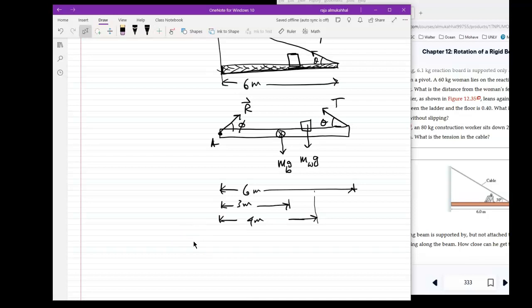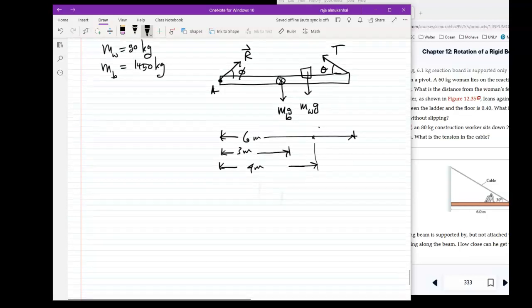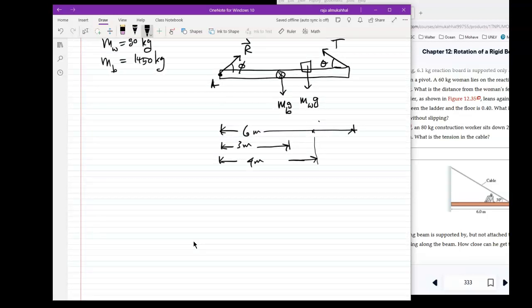And we know, let's see, what else do we have? We have the mass of the worker is 80 kilogram, and the mass of the beam is 1,450 kilogram, right? Okay, so let's take the torque about A. So that's going to be sigma tau about A is equal to 0.